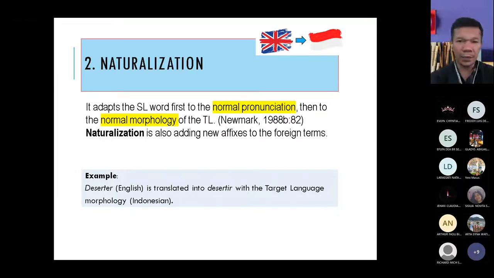So that's called naturalization. Naturalization is also adding new affixes to different terms, as I mentioned before. For example, the English word morphology is ended by G and Y, but in Bahasa Indonesia the word will be morfologi, we use a hard G and an I sound. So that's called normal morphology, the changes in the spelling and also in the letters. All right, we come on to the third.